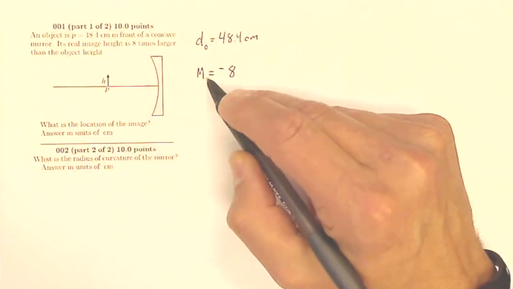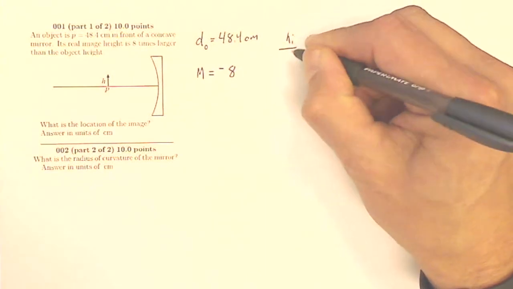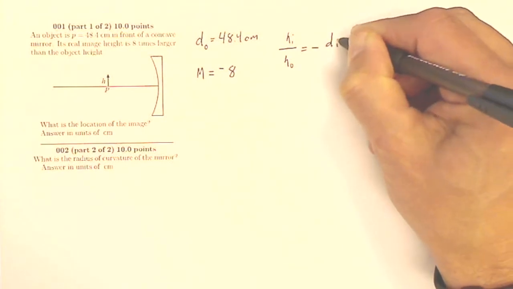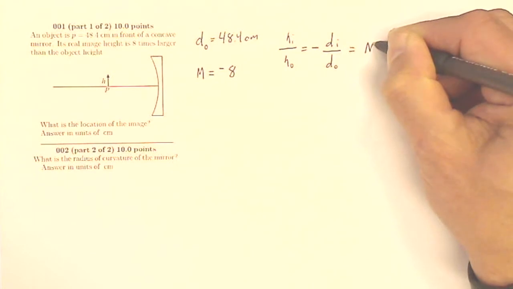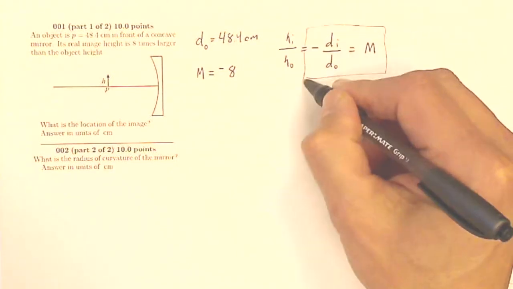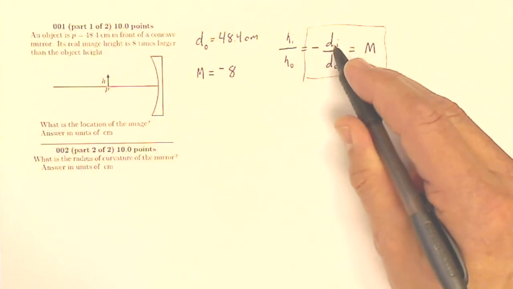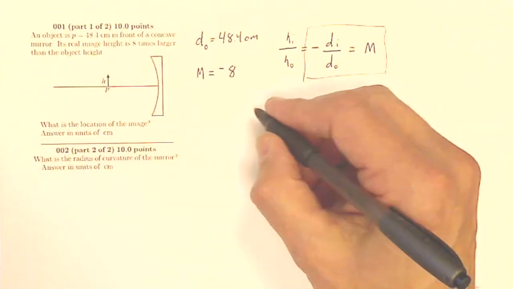So I have a dO and an M. I know that the height of the image over the height of the object equals negative the distance to the image divided by the distance to the object equals the magnification. So what I'm interested in here is this part of this equation. I'm given my magnification and the distance to the object, and I'm looking for the distance to the image. So what is the location of the image?